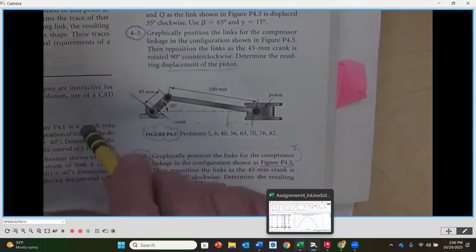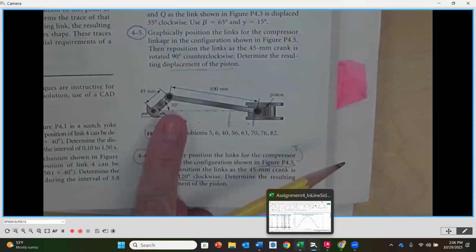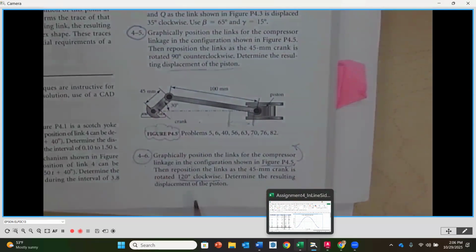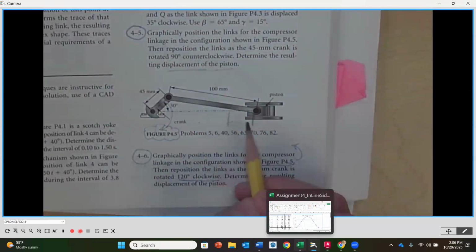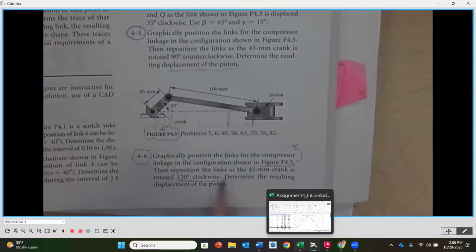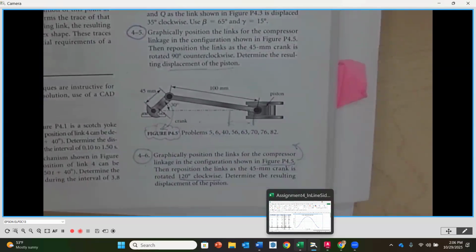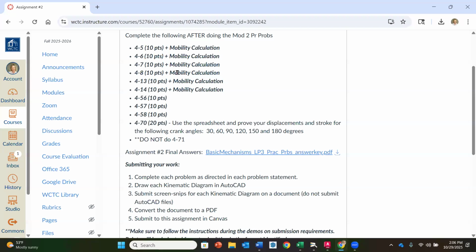Okay. Then starting back at the original diagram for 4-6, you're now going to move 120 degrees clockwise. So you're going to go 120 in this direction, and then you're going to, again, measure what the displacement was from the original position that we started at here. Okay. That's the first 2 problems. And again, for both of these, you're not only doing the diagrams, but you're also doing the mobility equations for each. You should get 1 for all of these, but it's a good verification that you have the correct number of links identified as well as the number of joints. Okay.